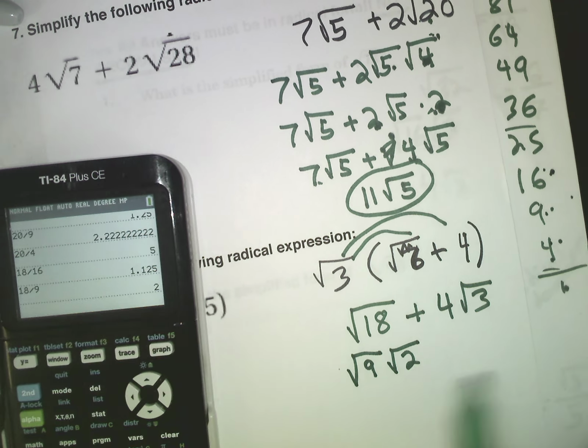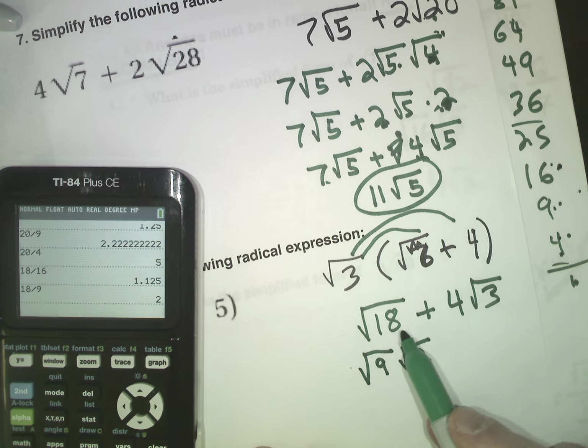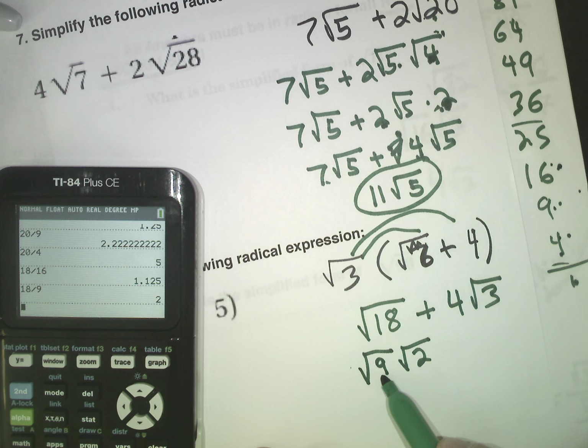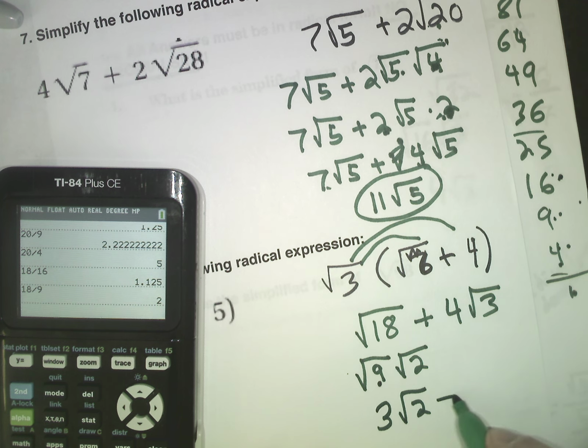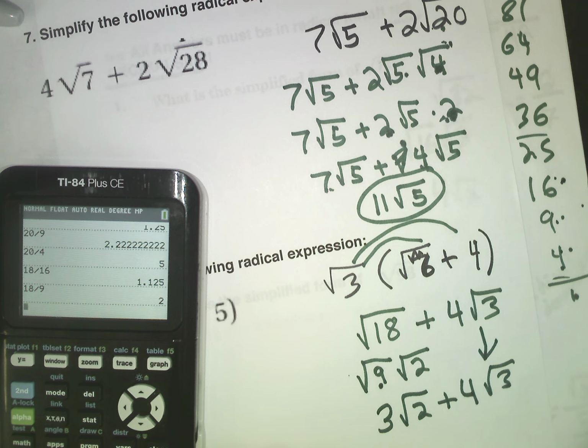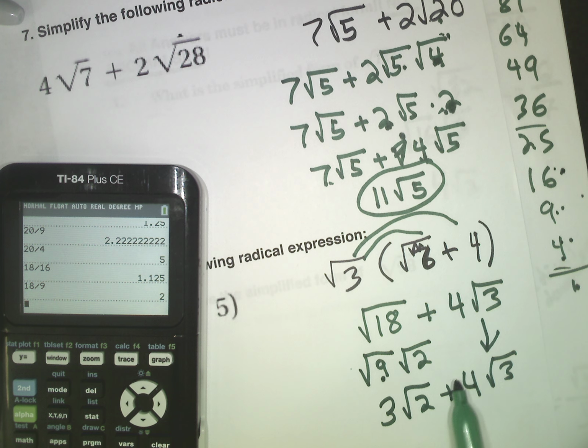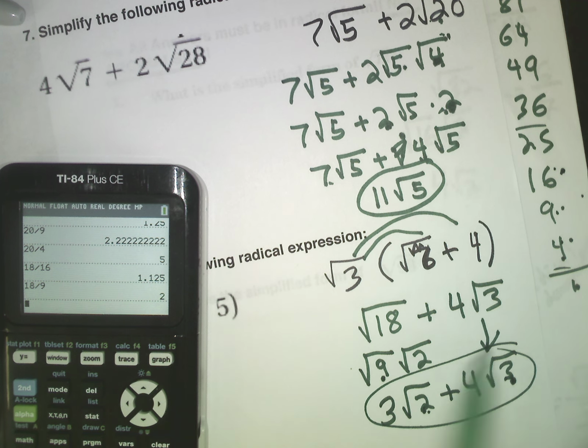Now, let's look at this again. Square root of 9 is a perfect square. It's 3. 3 square root of 2 plus 4 square root of 3. I'm bringing this one down. Is there anything else I can do? No, I leave this alone because square root of 2 and square root of 3 are not like radicals. They're different. 1 square root of 2, 1 square root of 3. Can't add them. This is my final answer.